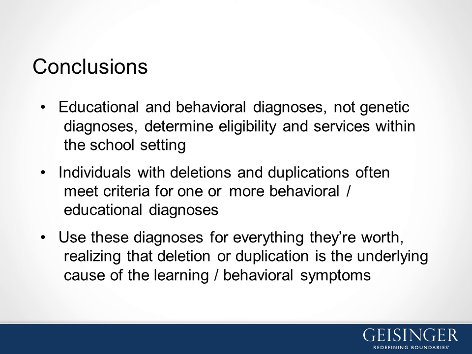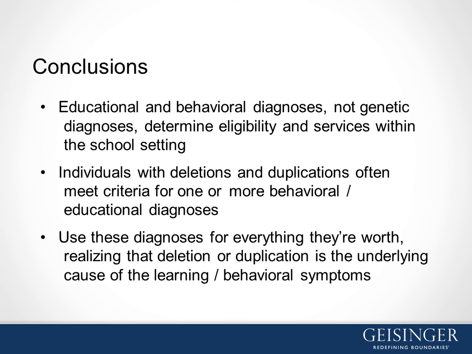Educational and behavioral diagnoses are important, and I don't mean to dismiss their importance, because it's those diagnoses and not necessarily the genetic diagnoses that determine the eligibility and services within the school setting. We know that individuals who have deletions and duplications will often meet criteria for one or more behavioral and educational diagnoses. And I've heard from parents that they say, well, once my child was diagnosed with the 1q21.1 duplication, for example, we don't know why they want to give them other diagnoses in the school. And they kind of resist having other diagnoses.